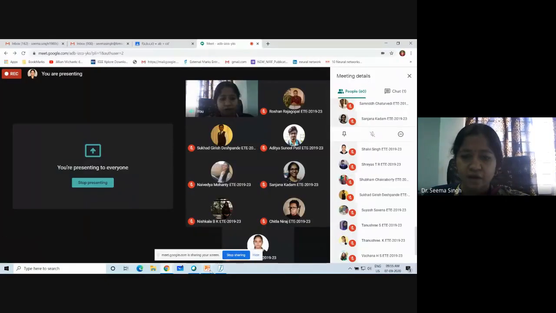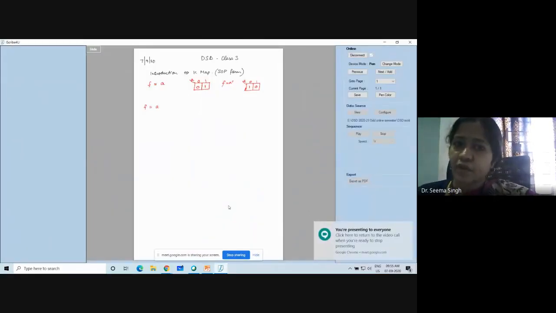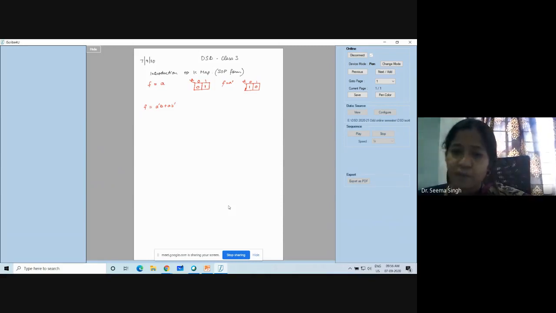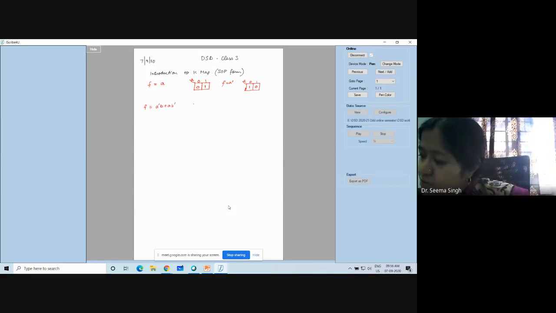Okay, so let us start again with the K-map. I showed you a one variable K-map. Now suppose I want to show A bar B plus A B bar. This map I will make. In this map, it is two variable, so one variable will be written on one side and another variable on the other side.